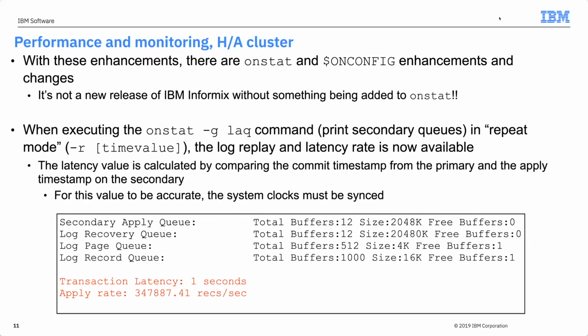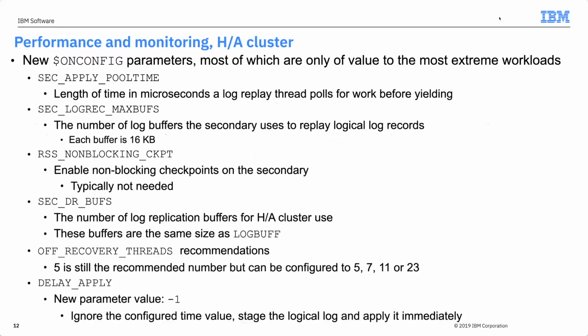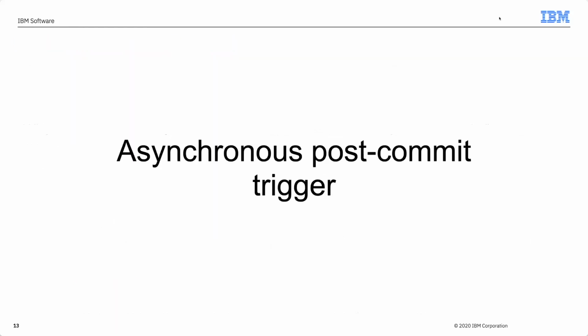It will show you what the transaction latency is to that node and how many transactions it is applying per second. There are some onconfig parameters that will help with the new RS and HDR apply parameters. I go into great detail on these parameters in my replays, so I would encourage you to go back and look at those and get the information that's there.